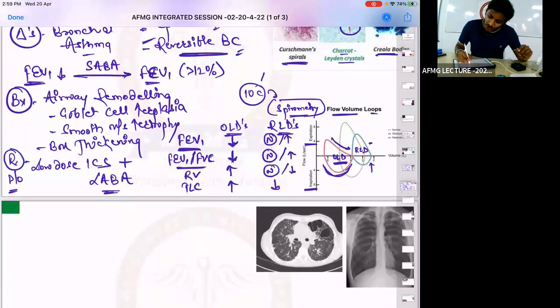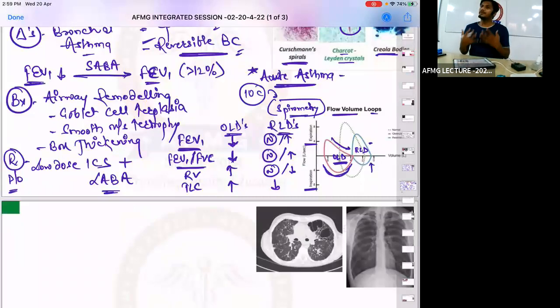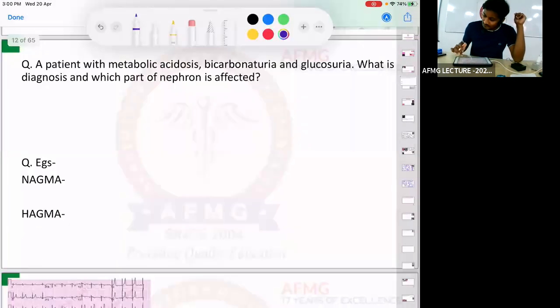Now if the patient presents to you with acute asthma, that means a patient presenting in a nocturnal episode of asthma with breathlessness now, and the symptoms did not improve on inhaled corticosteroids or LABA. Then what can be done? Acute asthma. So again, inhaled corticosteroids are given, along with LABAs.